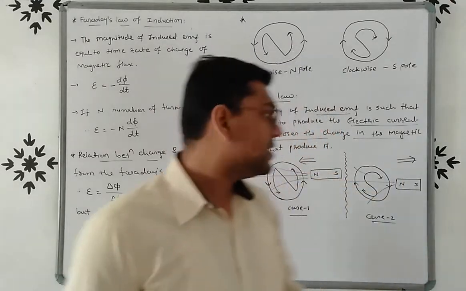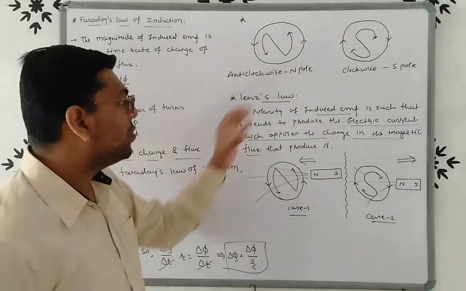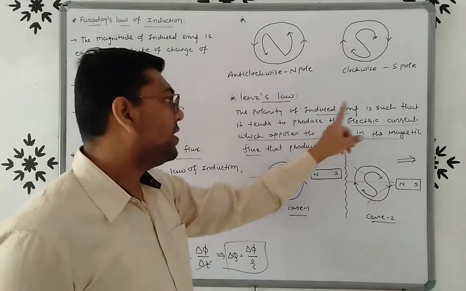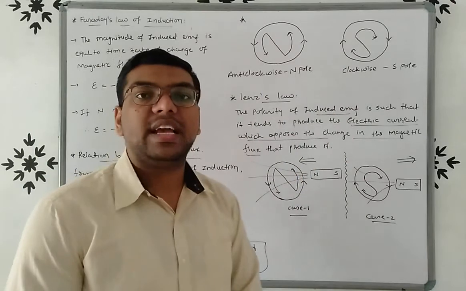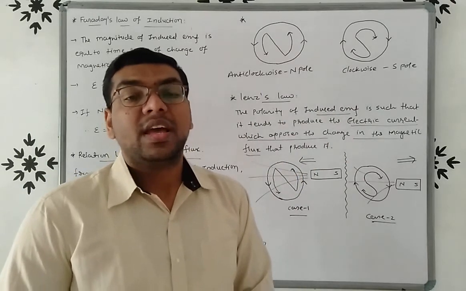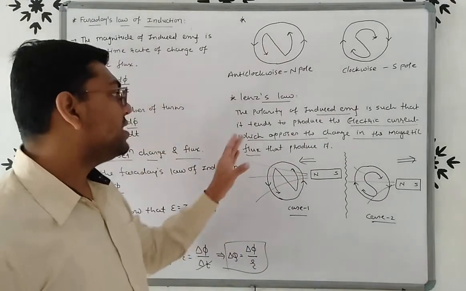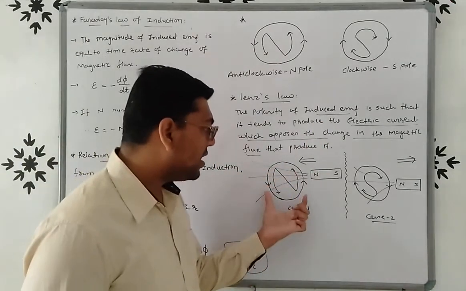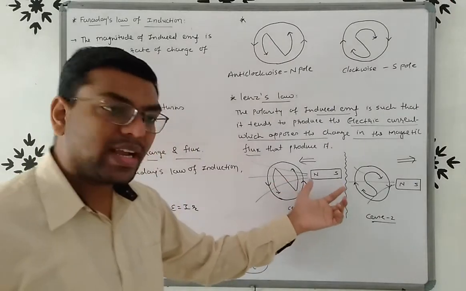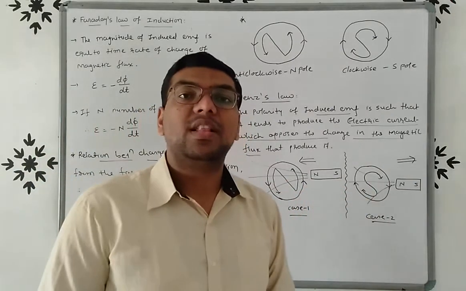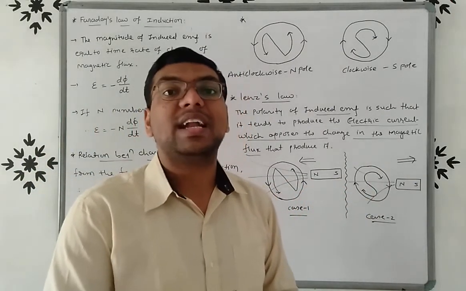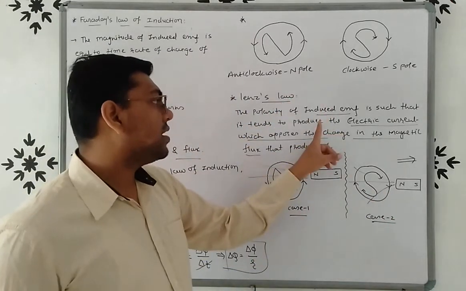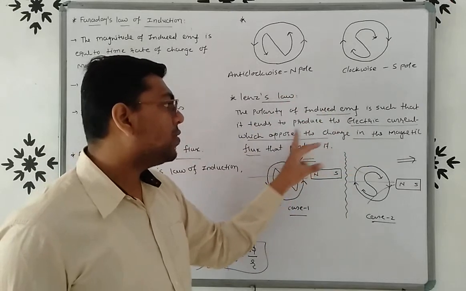Once again, friends, see here. What is the statement of Lenz's law? The polarity of induced EMF is such that it tends to produce a current which opposes the change in magnetic flux that produces it. Now here, friends, when we move this magnet near to the coil, what happens? Flux starts increasing.